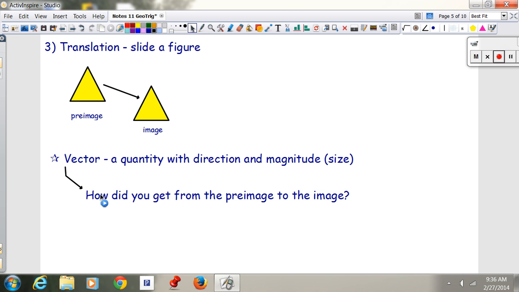All right, so you're sliding a pre-image to an image, and the vector tells you where to slide it to. So this vector right here might say, okay, go over 5 and go down 3. And that would be your vector. It would get you to that point right there. That means each point from each corner would be over 5 and down 3. Over 5 and down 3 for each point. That's what that means.